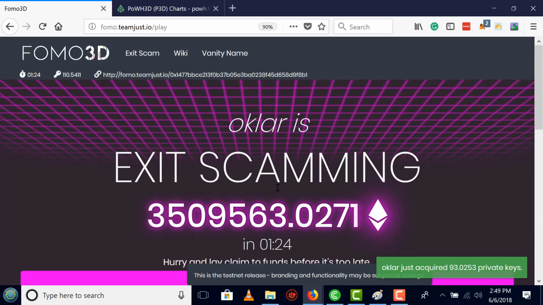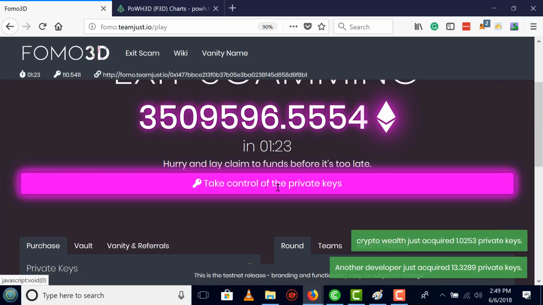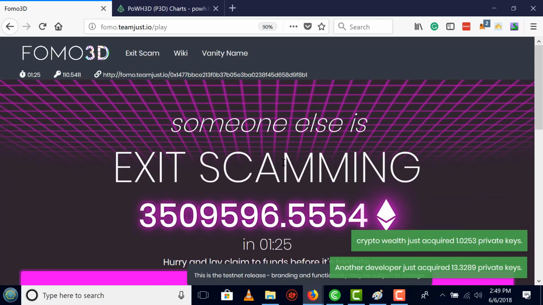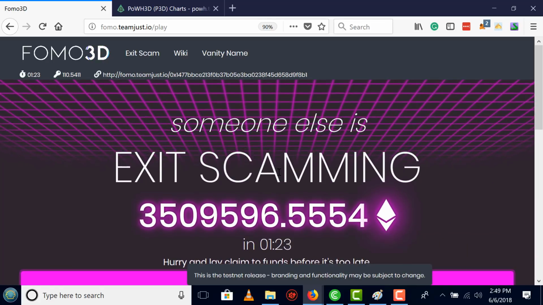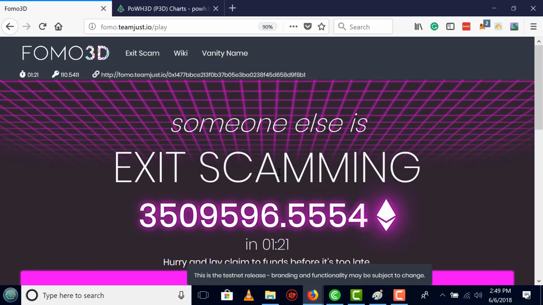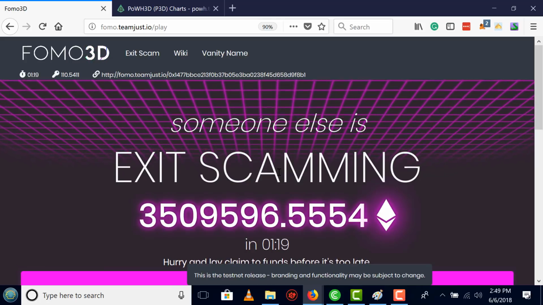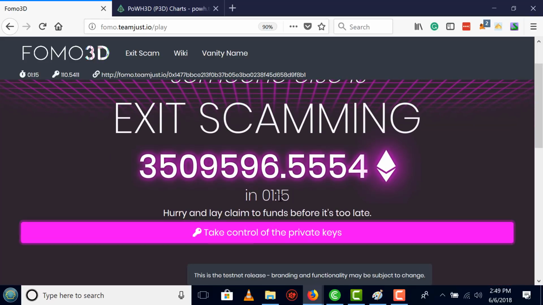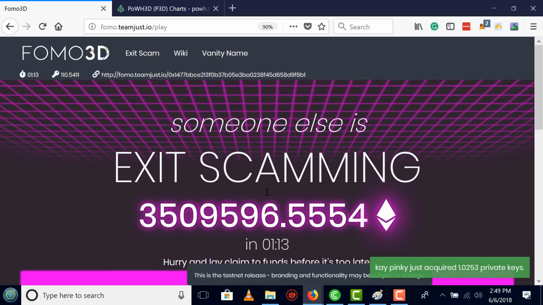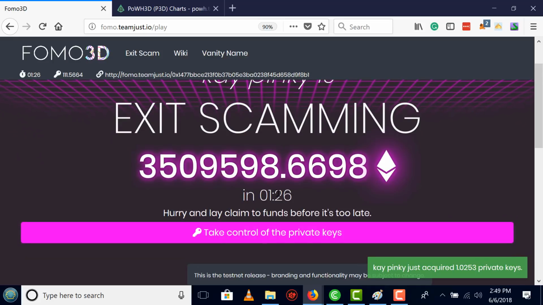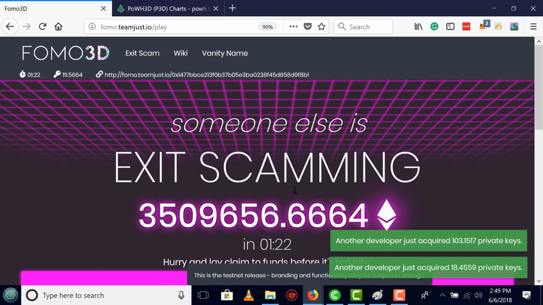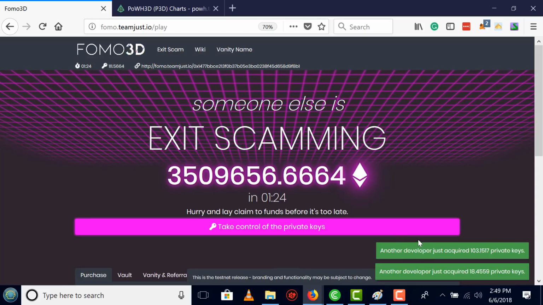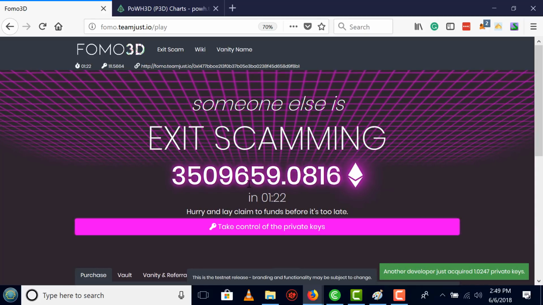Okay, sorry. So I got one key right now, but someone just trumped me. Basically, when you buy a key, you're the one holding the key. You want to hold that key before this timer runs out. Every time someone buys a key, the timer starts over all over again. Every single time. So K Pinky just purchased one key. Someone else just got it, so they're holding it right now.